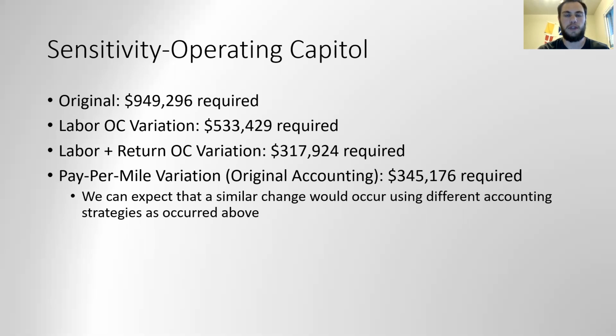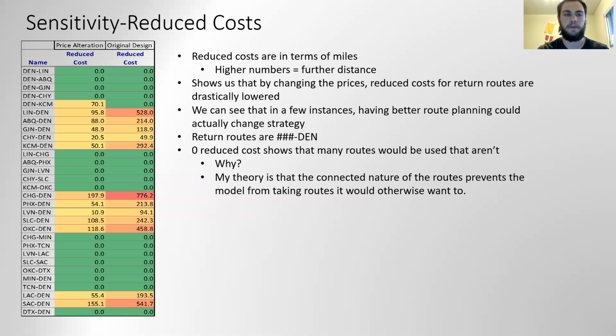Now you're really leveraging your operating capital. Pay per mile variation with the original accounting is very similar to the best accounting strategy for on the original basis. And so we can expect that it would even get better if you altered the accounting strategies.